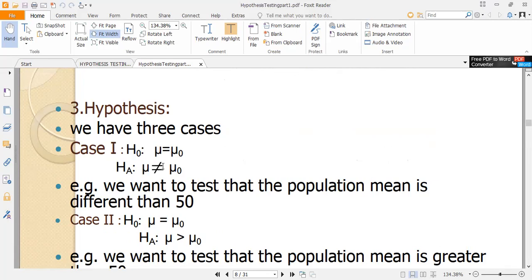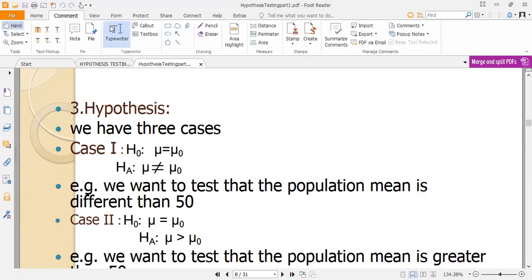Then when we have a statement to say we want to test that the population mean is different than 50, in this case we're not told whether it is greater or less than. So you can use the two-tailed test. It could be different in a lesser version or it could be different in a more version. So this is an unbiased hypothesis that you can have. So we use a two-tailed test to test our hypothesis.